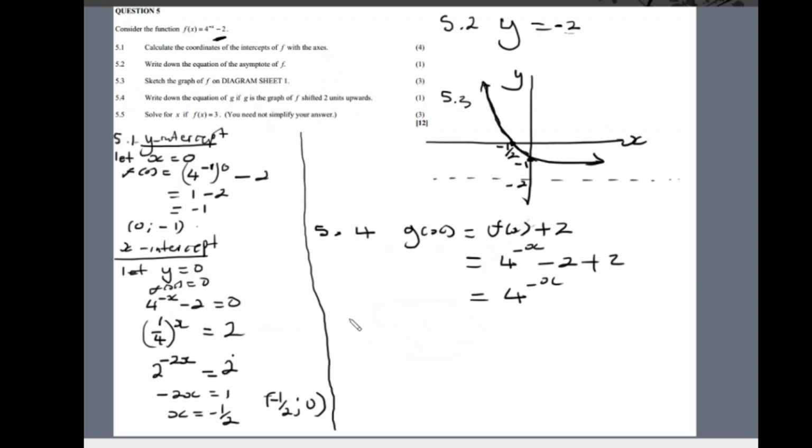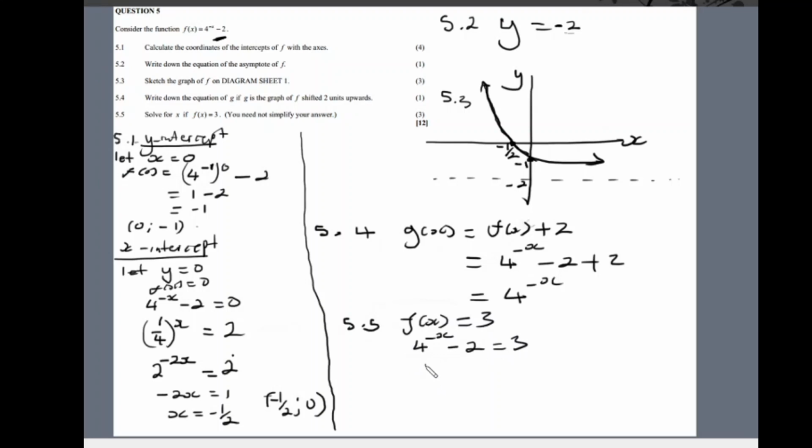That was straightforward. So we go on to 5.5. They want us to solve the equation f of x equals 3, and you don't need to simplify your answer. F of x equals 3 means we take our original equation and say 4 to the power minus x minus 2 is equal to 3.